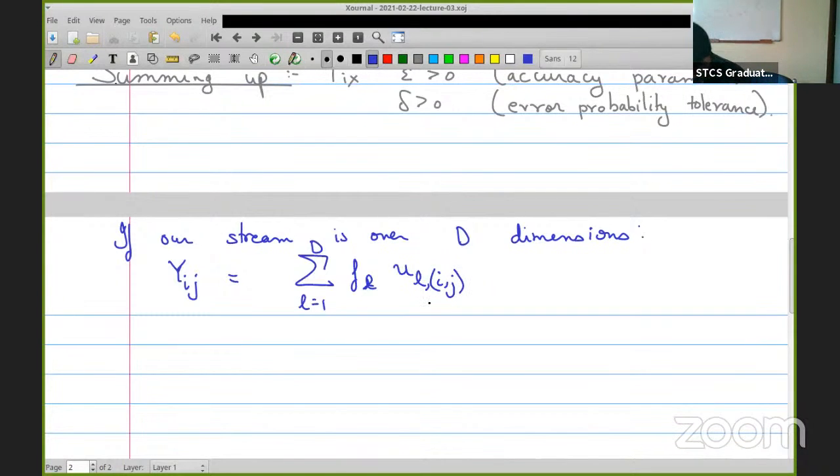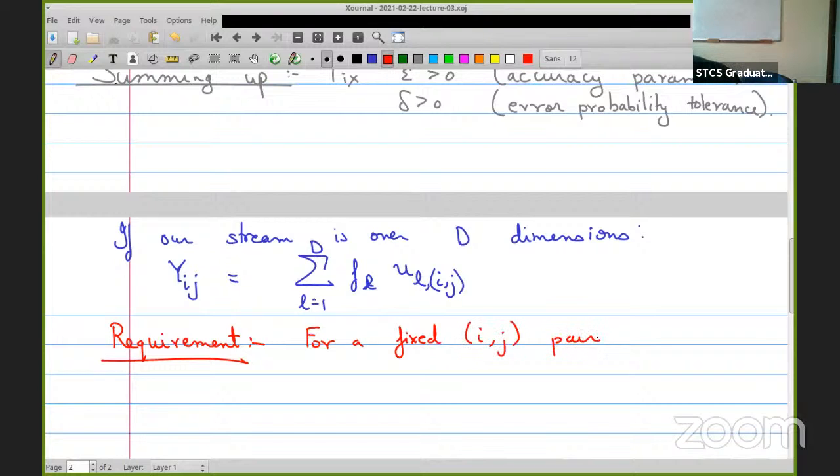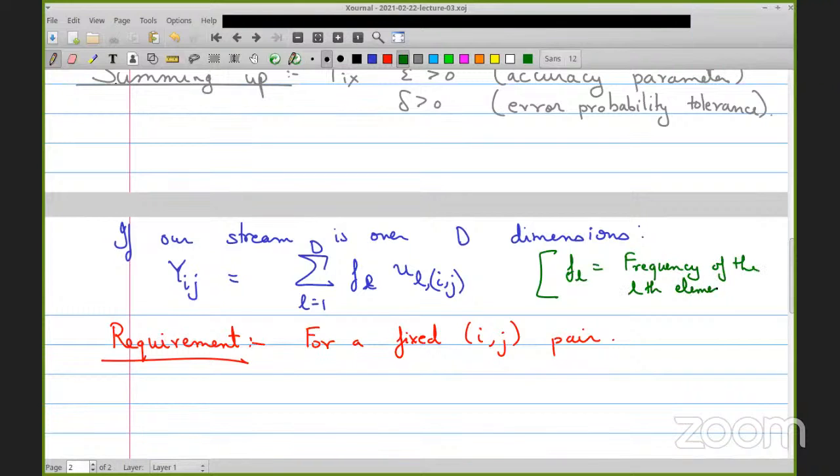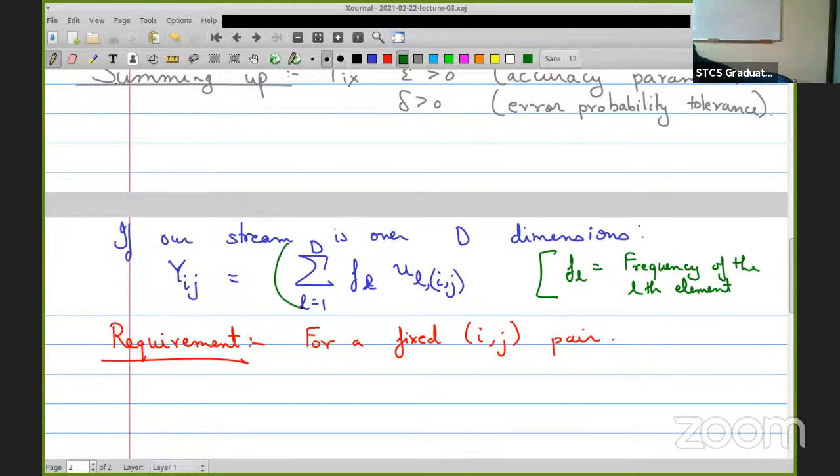So what was the requirement? For a fixed ij pair, FL is the frequency of the lth element. There's a square term missing, right? It's the summation squared.